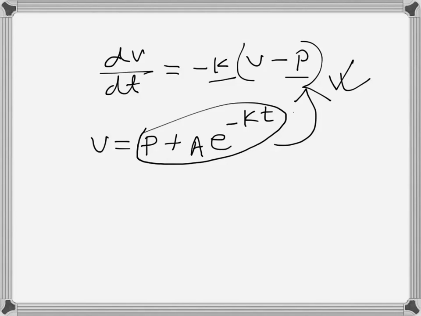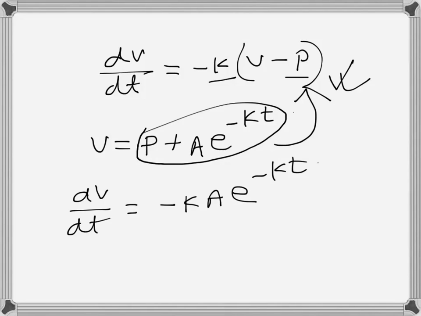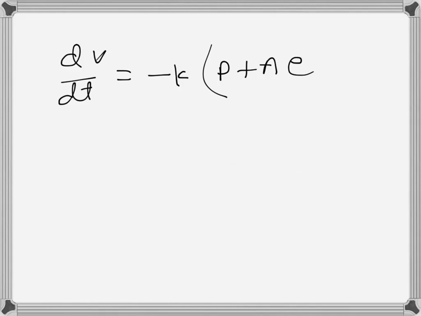So let's differentiate this one, dv over dt. P is a constant, so that will go away. It is minus ka e to the power minus kt. That we get from here. Then the differential equation is given as dv over dt. If I get rid of the bracket, it's minus kv plus kp. So instead of v, I can write dv dt: minus k, and then v is p plus a e to the power minus kt, plus kp.